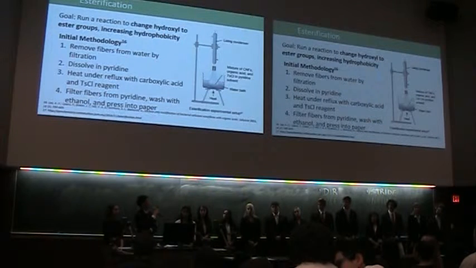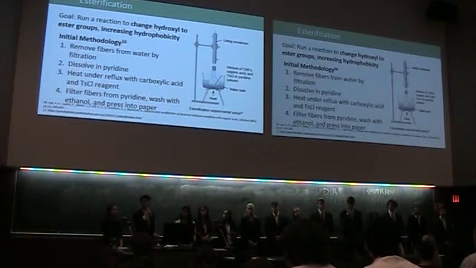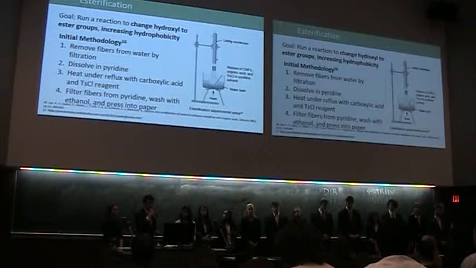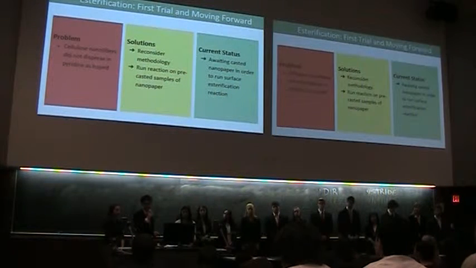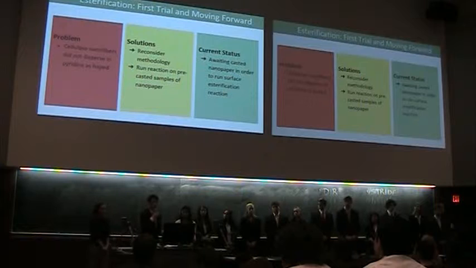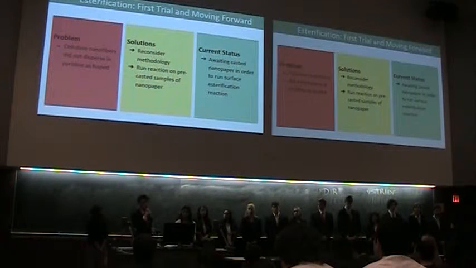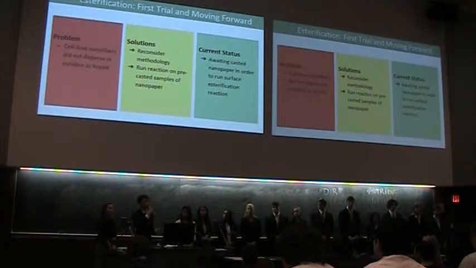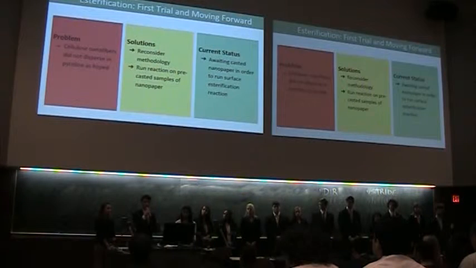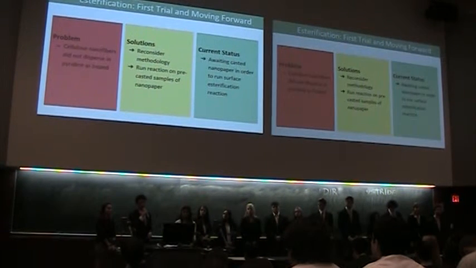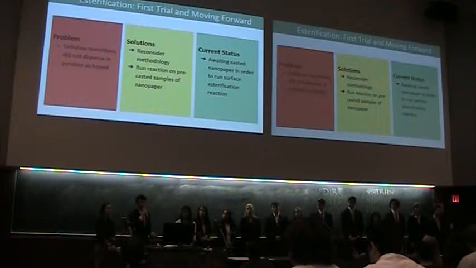And essentially our initial methodology planned to run this reaction on all fibers in solution. But after attempting this, we ran into a problem, which was that cellulose nanofibers did not disperse in a certain chemical as we had hoped. And so our approach to this is to reconsider our methodology. Instead of running the process on all fibers in solution, we've decided to run the process on finished paper and only on the surface of the paper, since that's the only area of the paper which should come in contact with water. And so the current status of this section of the project is that it's awaiting finished casted nanopaper in order to run this surface esterification reaction.